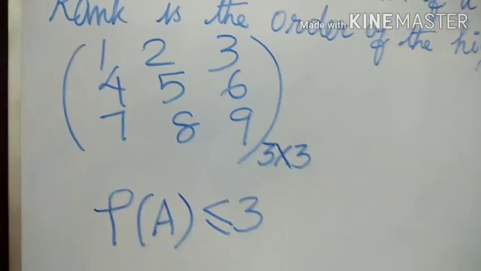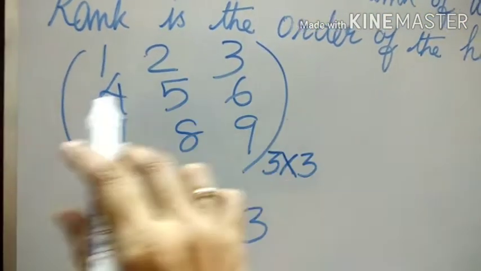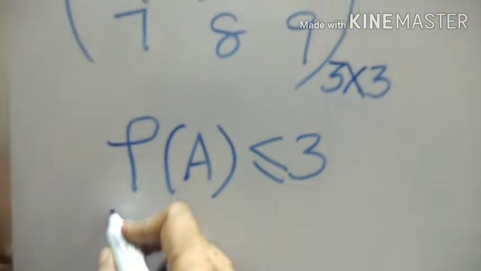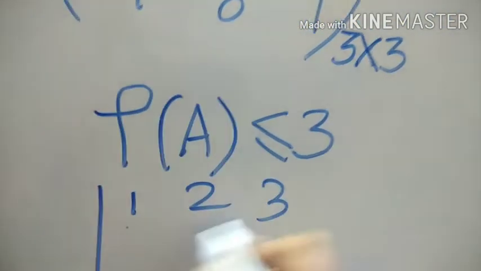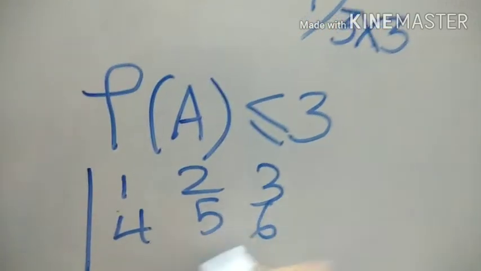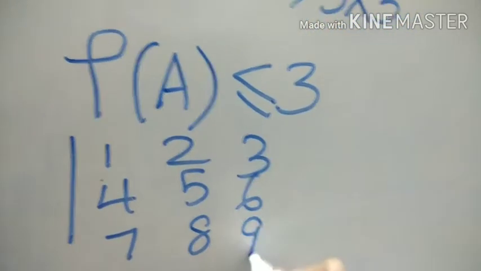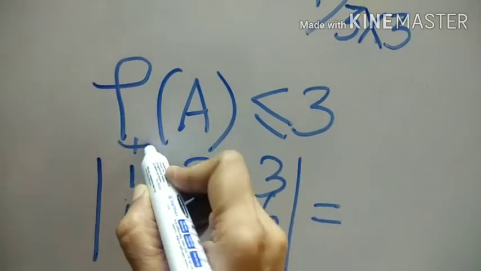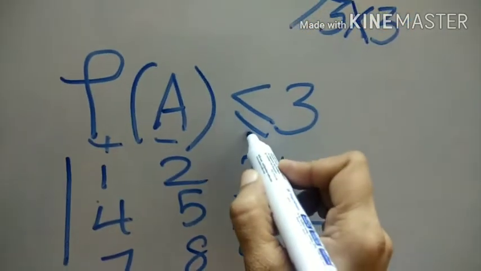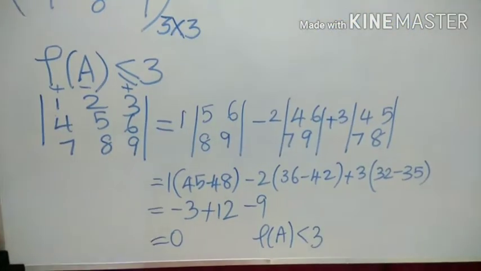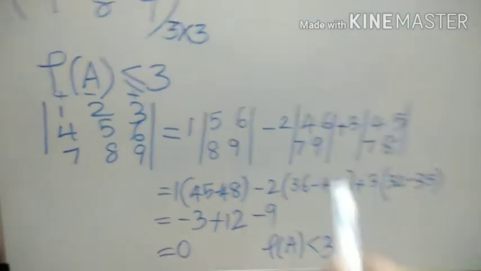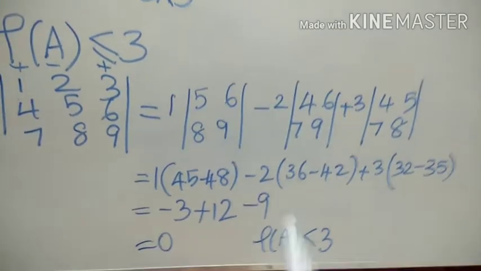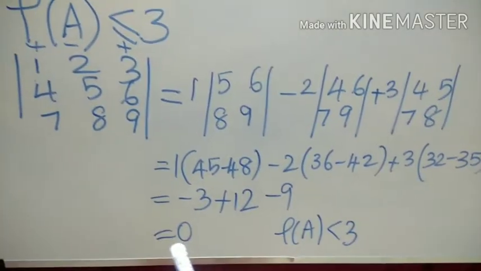Third example, we have a problem: 1, 2, 3, 4, 5, 6, 7, 8, 9. Supposing I expand the determinant 1, 2, 3, 4, 5, 6, 7, 8, 9. Ordinary method, we expand the determinant. We remember we put the symbol plus, minus, plus. As we expand the determinant, we get 1 into, minus 2 into, 3 into. And as I expand, my answer is 0.